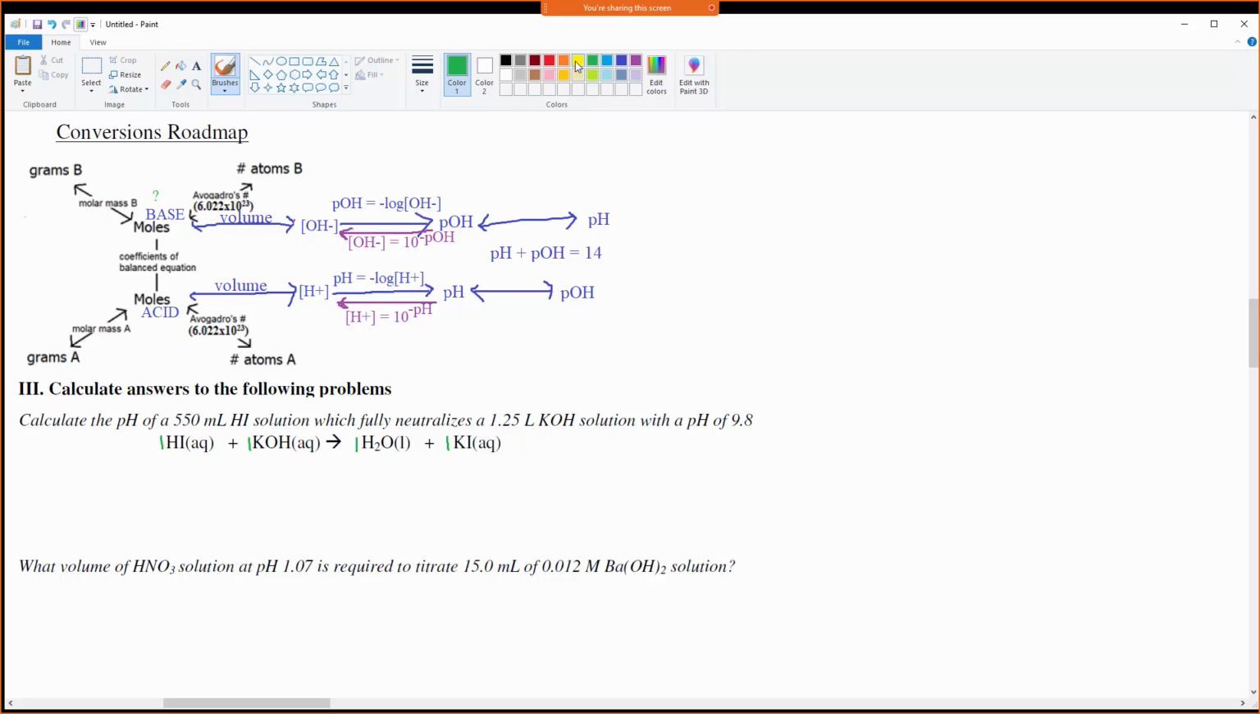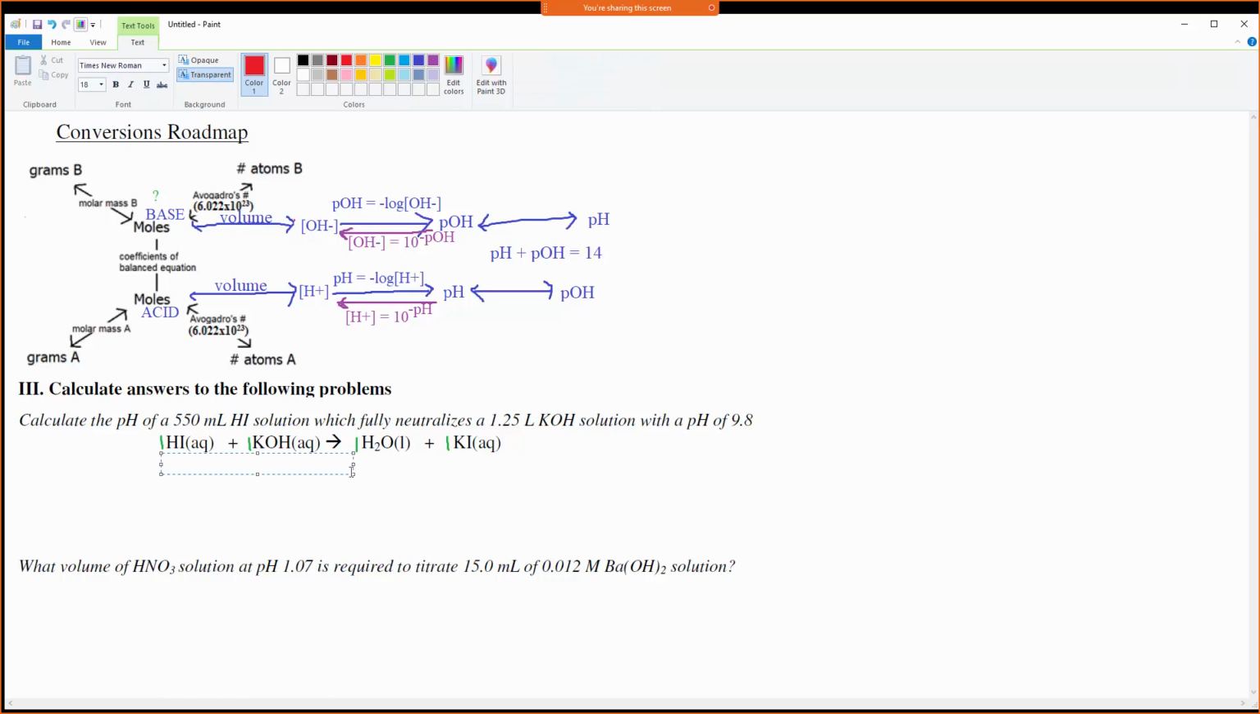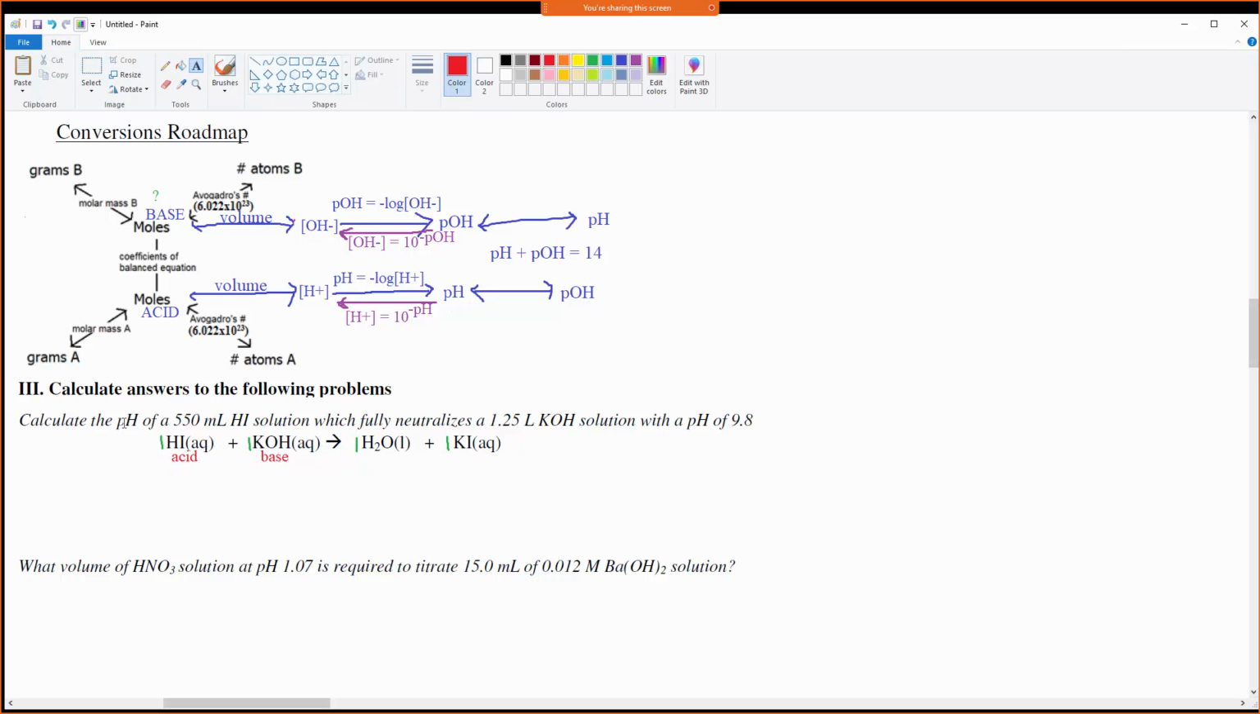All right, the next thing I want you to do is define what is your acid and what is your base, because now it's important to know which part goes where. So my HI, is that my acid or my base? That's my acid. Good. And my KOH, is that my acid or my base? That's my base. Good. All right. So I have my acid here and my base here. And they want to know the pH of the HI. They want to know the pH of the acid.